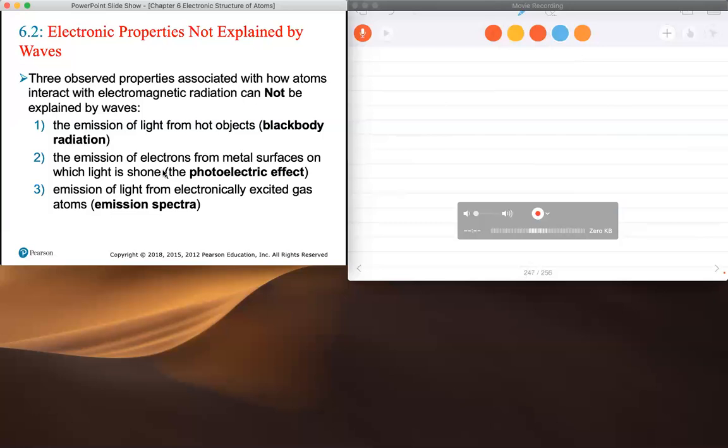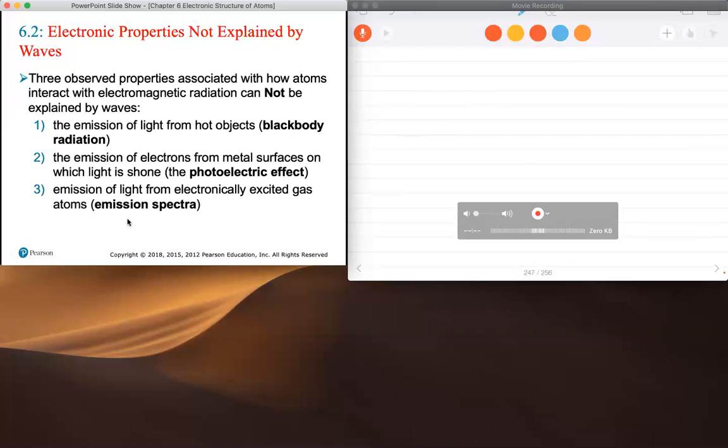Now there's this phenomenon that when they shone light on a metal surface, electrons were emitted. We call this the photoelectric effect. They could not explain why, when you beam light on a metal surface, electrons are emitted. The wave properties of light could not explain that.